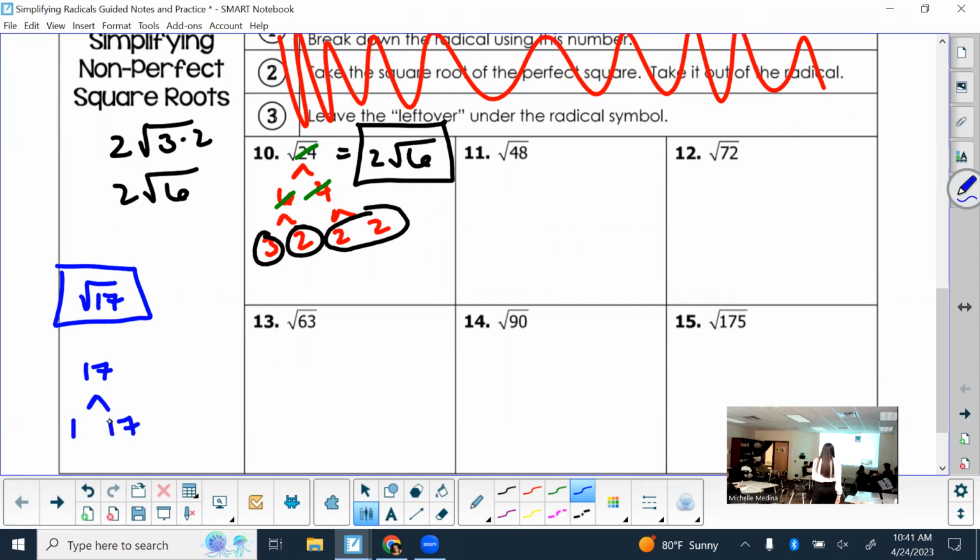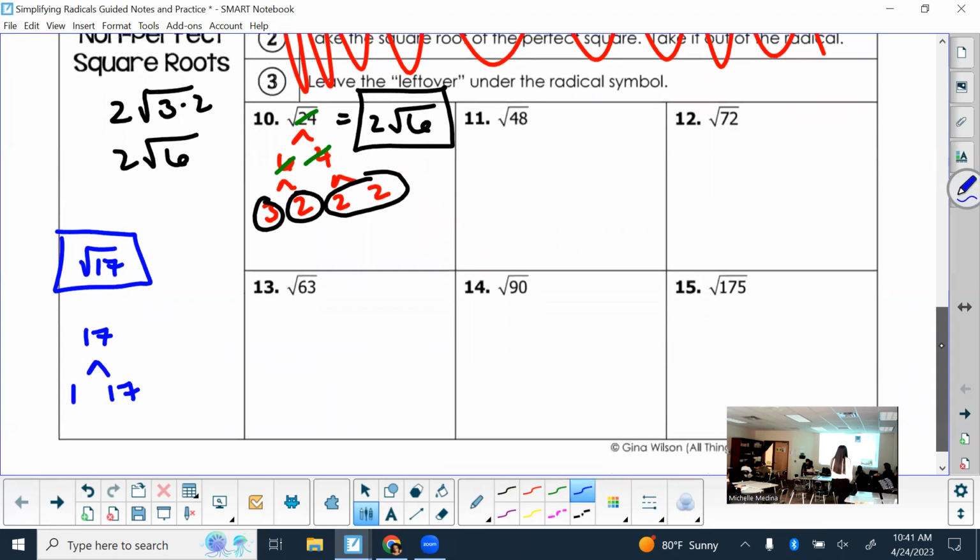All right, I do want to show you, well, maybe later with that. Do you want to see one more, or do you want to try one? Okay, see one more. Which one do you think looks hard? 15, all right.